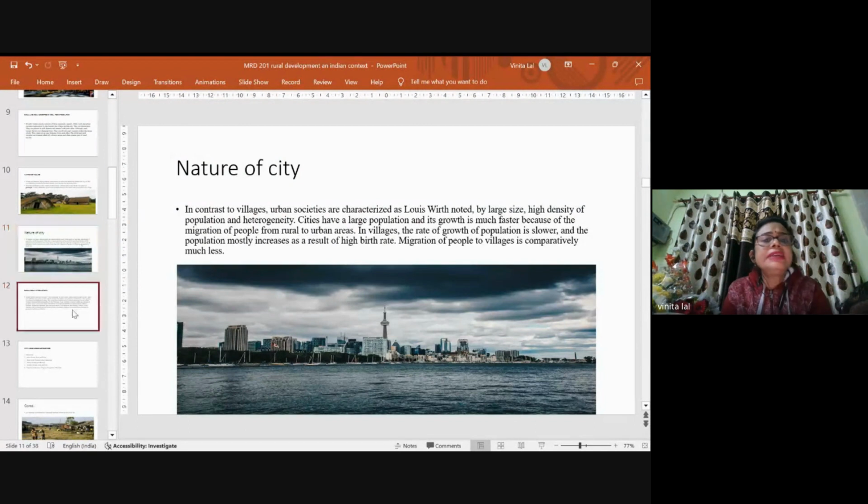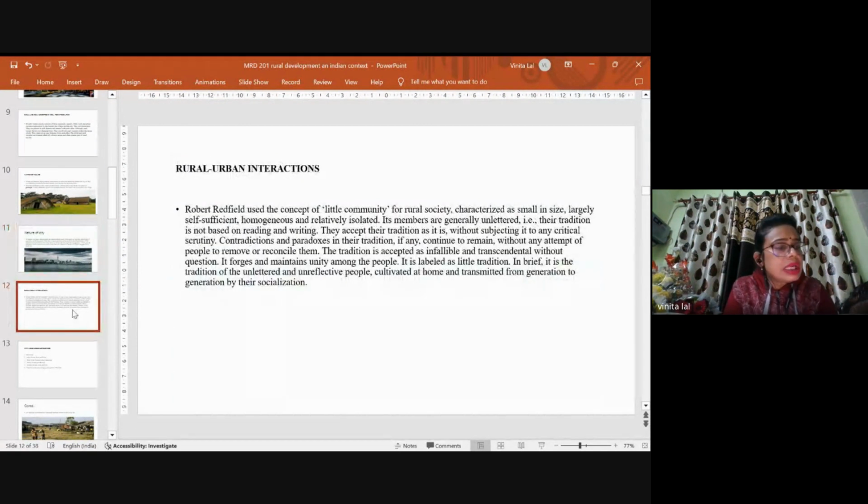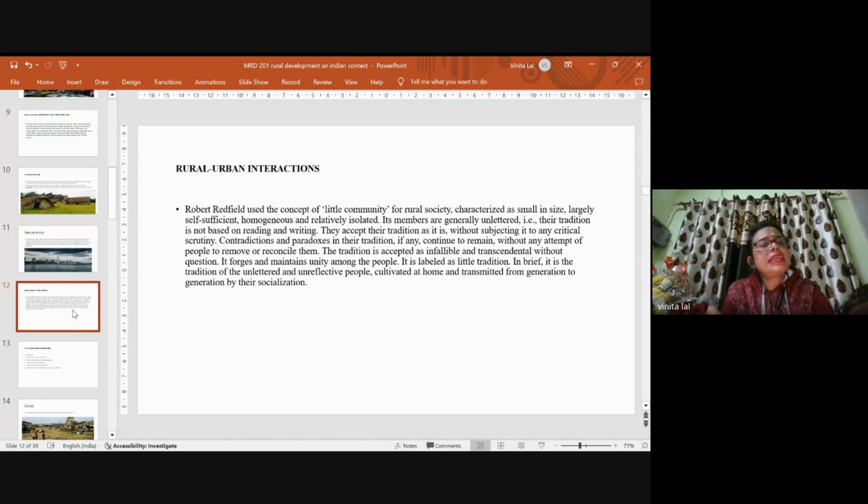Now come to the next slide. What is rural urban interaction? The very famous sociologist Robert Redfield used, for rural and urban community, the terms little community and great community. Little community is for rural society, and it is characterized by small size. As I told you, it is very homogeneous, and members are largely unlettered. So this is rural urban interaction, and I would like to quote one study here.